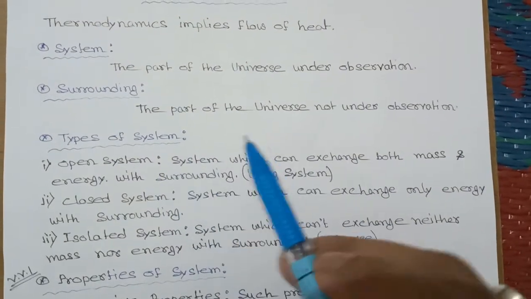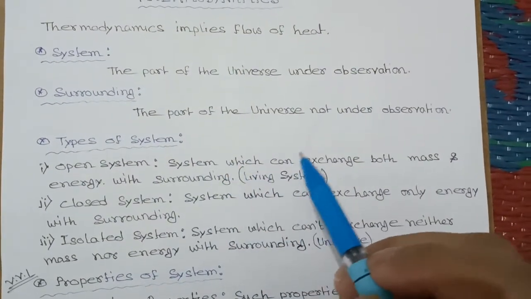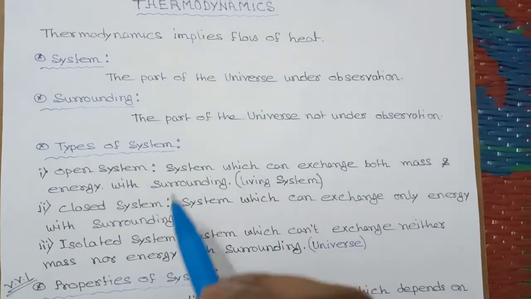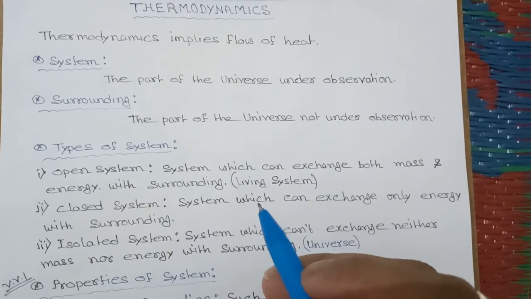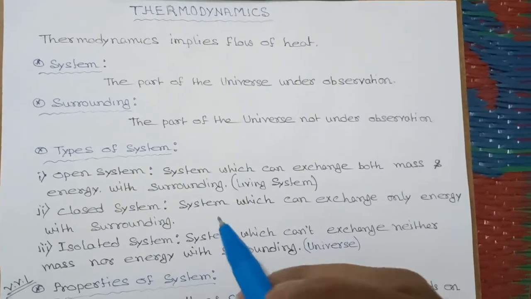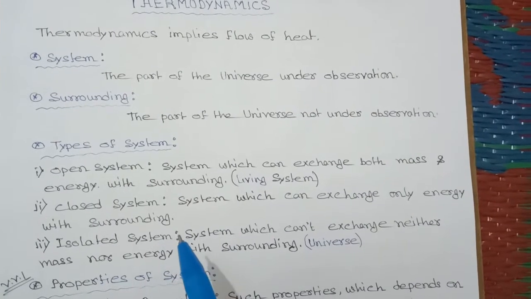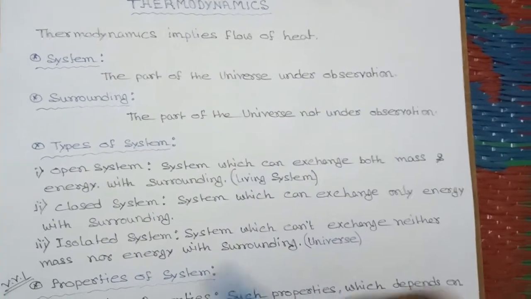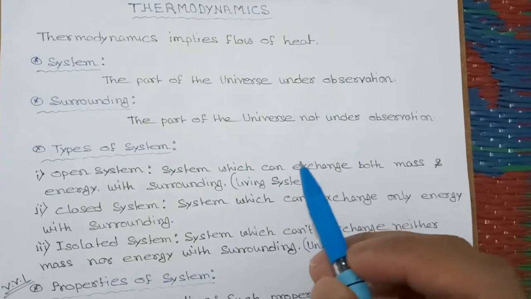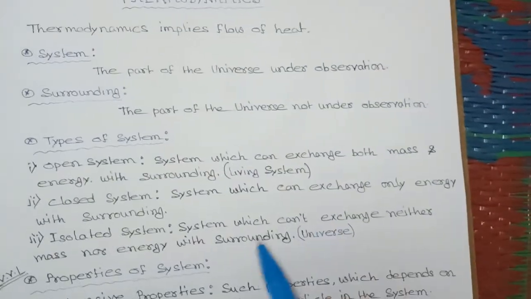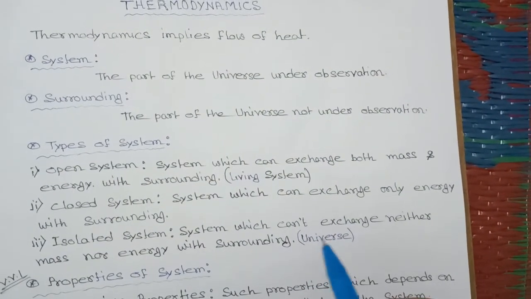In open system, the system can exchange both mass and energy with the surrounding. And in closed system, the system can exchange only energy with the surrounding. And in isolated system, the system can exchange neither mass nor energy with the surrounding. A perfect example of open system is living system, and an example of isolated system is universe.